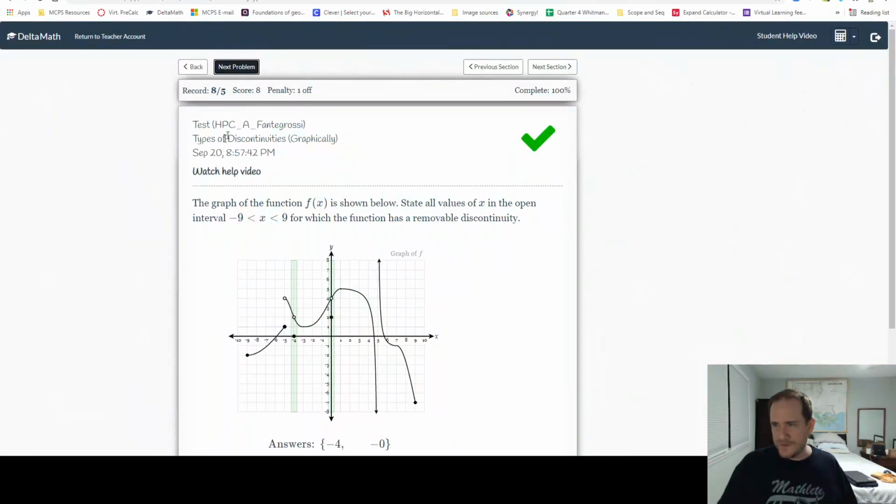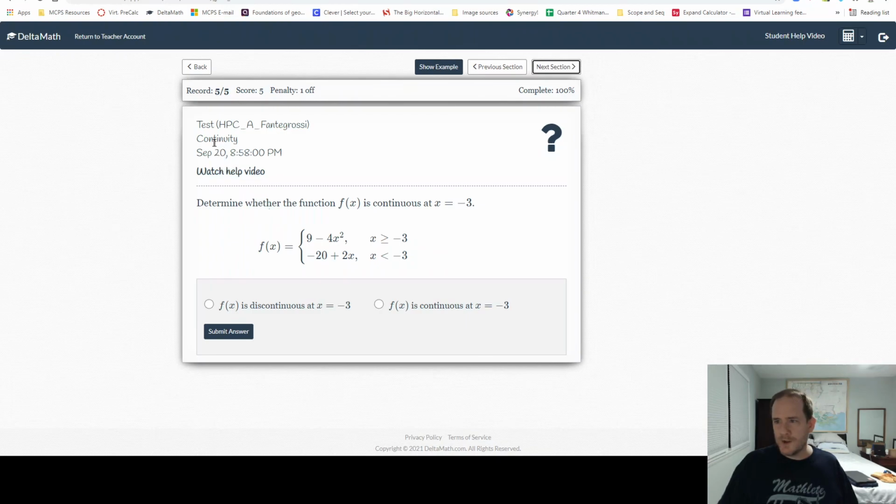I think I'll go ahead and skip out of this because I think you guys have been really good at graphically identifying your types of discontinuities. So next section. Continuity, they're just asking us, are we continuous, yes or no? And this bears some explanation, so I can explain as we go.